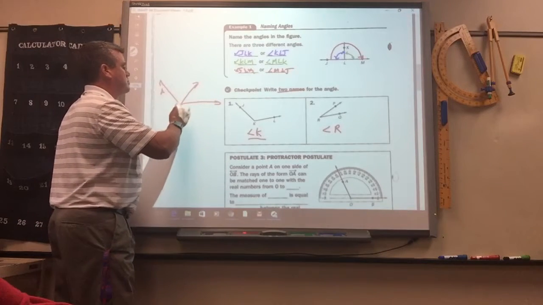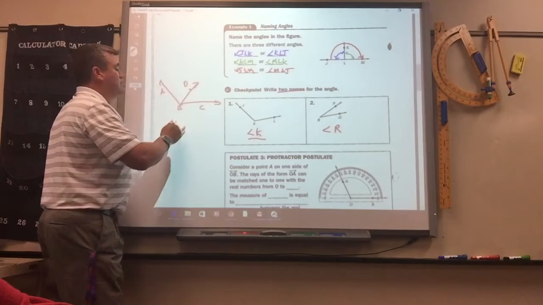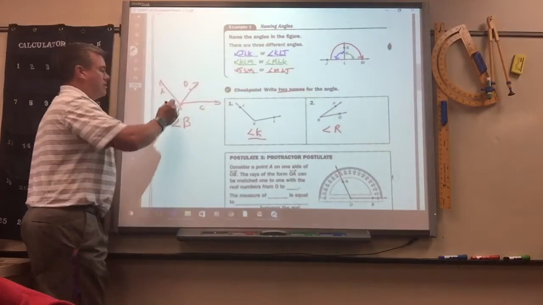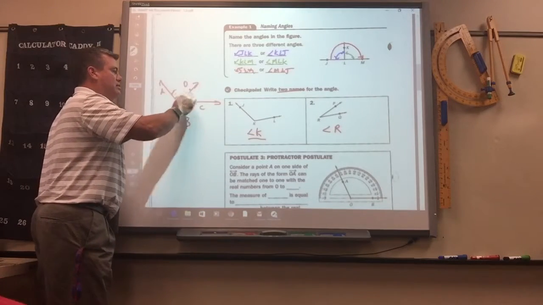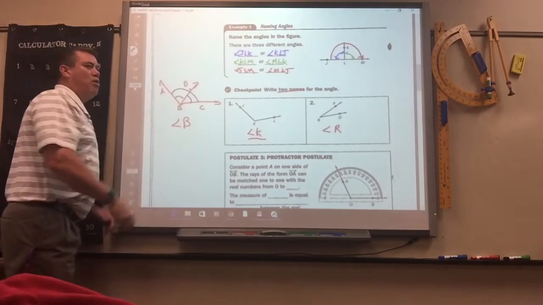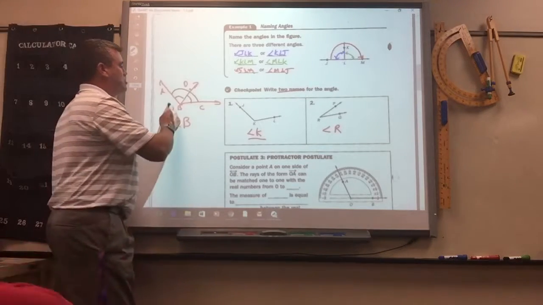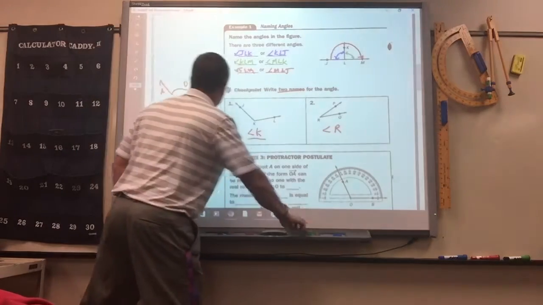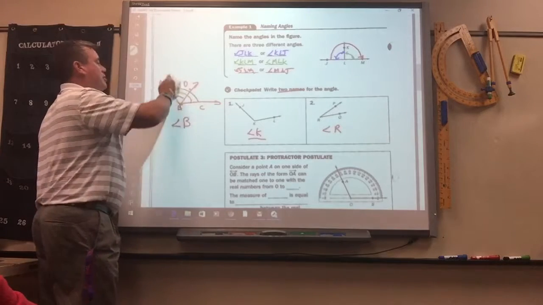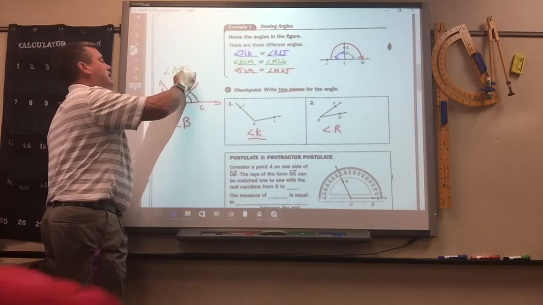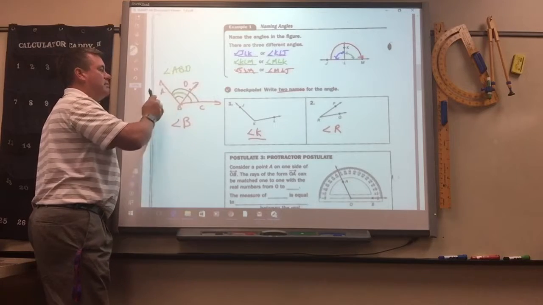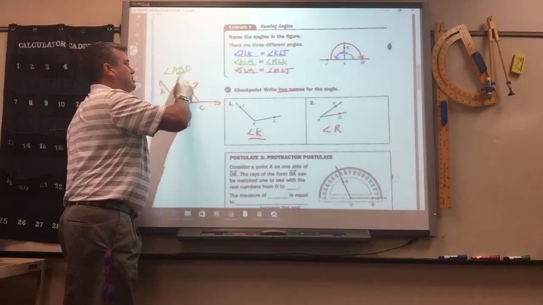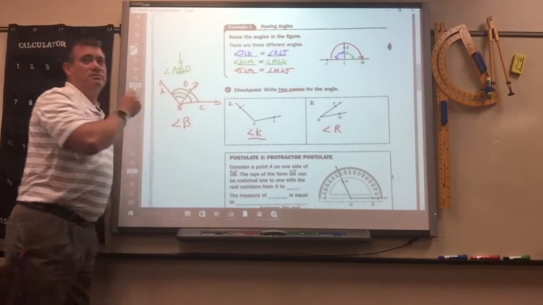The time you can't use just one letter is like this, because it's two angles. If I told you to look at angle B, you wouldn't know which one to look at, because there's actually three angles at B. There's one here, and then there's the entire one. So if there's more than one angle at a vertex, you have to use all three letters. If I'm talking about this angle, I would call it angle ABD, or backwards, DBA.